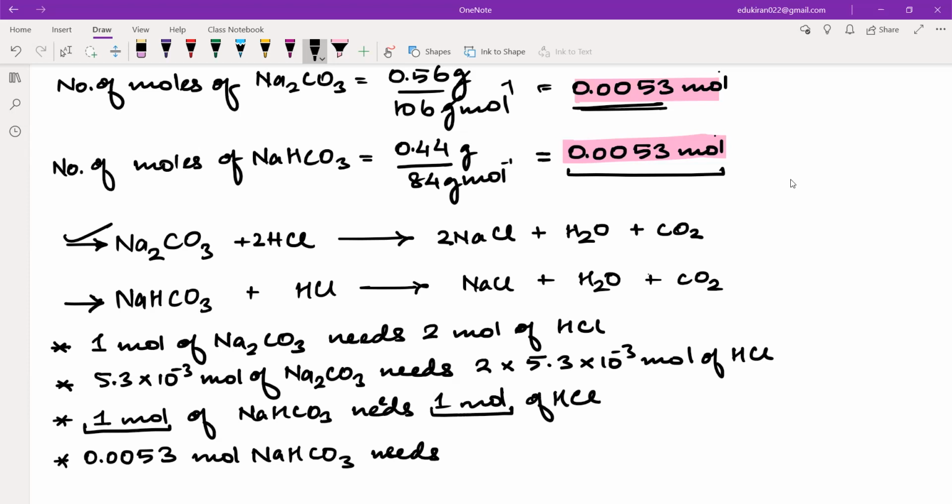Don't hurry. Tell me, 1 mole of NaHCO3 needs how many moles of HCl? 1 mole. 2 moles will require how many HCl? 2 moles. 3 moles will require how many? 3 moles. Half mole will require half mole. 0.053 mole will require how many moles of HCl? 0.053 moles. Yeah, very good.